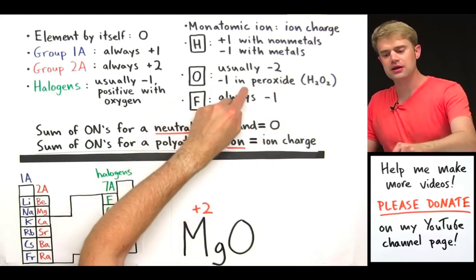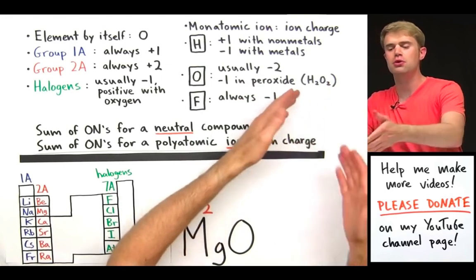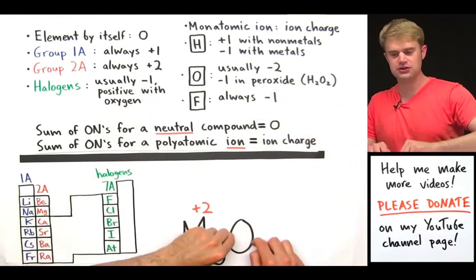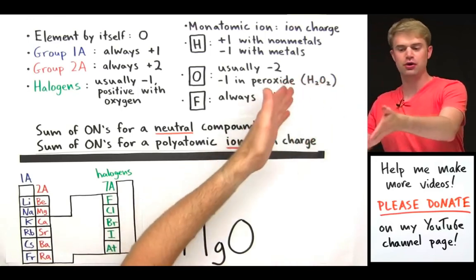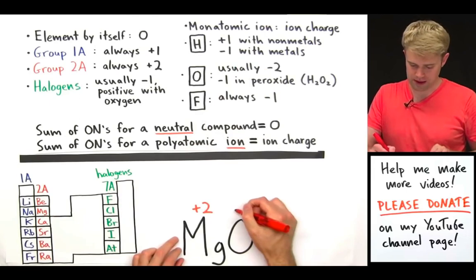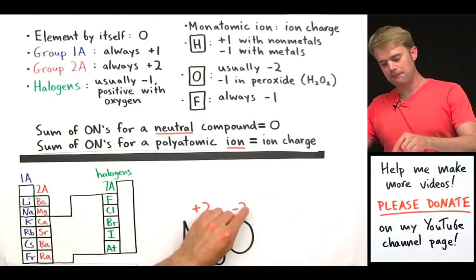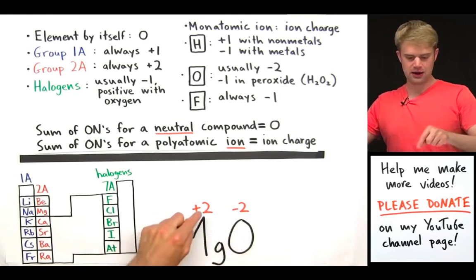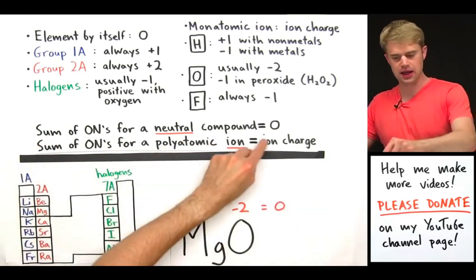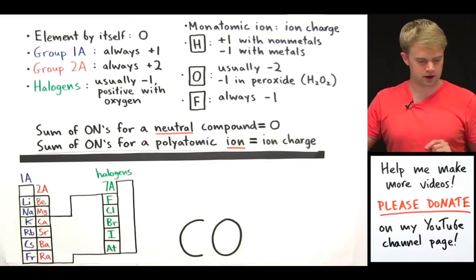It is -1 in peroxide. H2O2, hydrogen peroxide, is the most common peroxide. It's probably the only one you'll ever see. But anyway, this oxygen is definitely not in hydrogen peroxide. So it's fair to say that its oxidation number will be -2. +2 for Mg, -2 for O, and they add together to make 0 because this is a neutral compound. CO, carbon monoxide. Let's figure this one out.